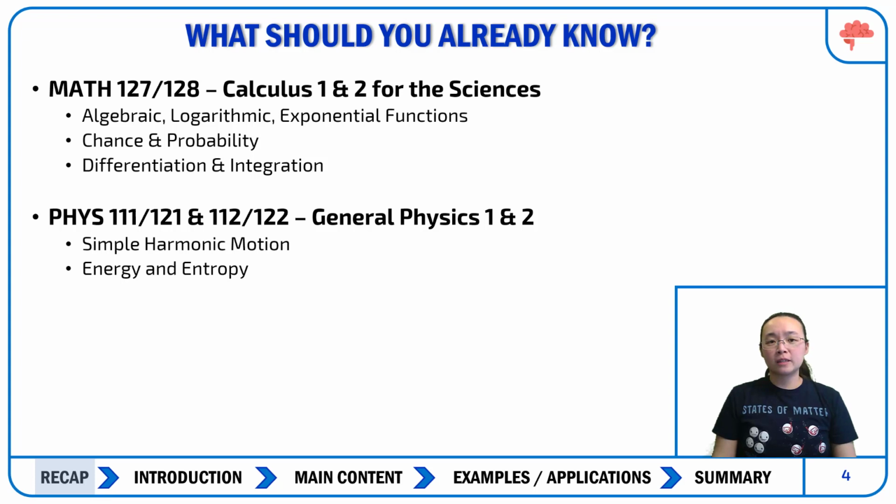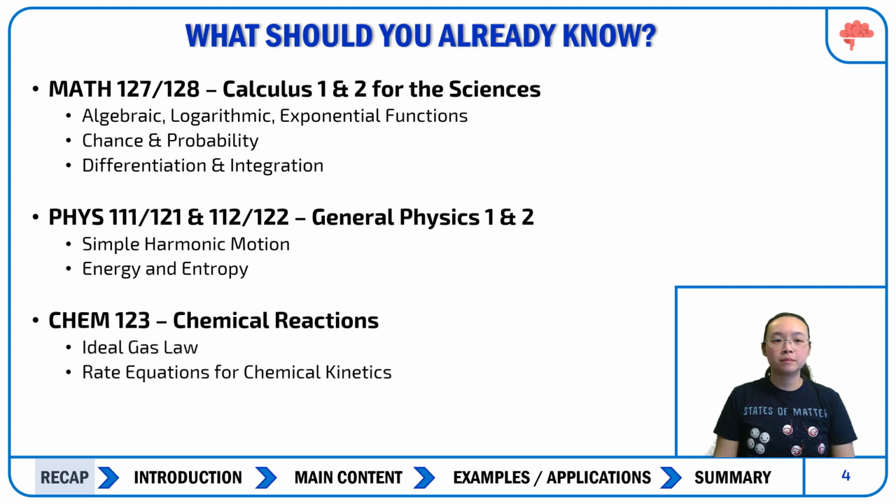Apart from that, the background knowledge from physics involves simple harmonic motion, including energy and entropy relationships. And of course, I just talked about Chem 123. So some of the things from there, you have the ideal gas law and some rate equations for chemical kinetics.